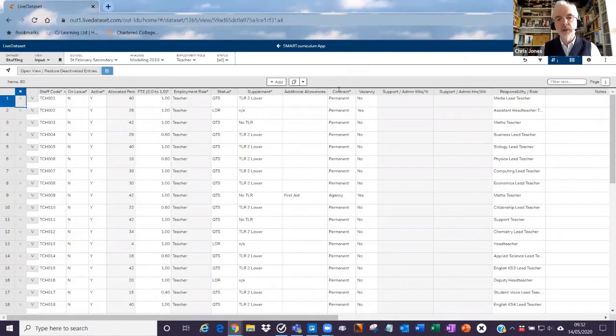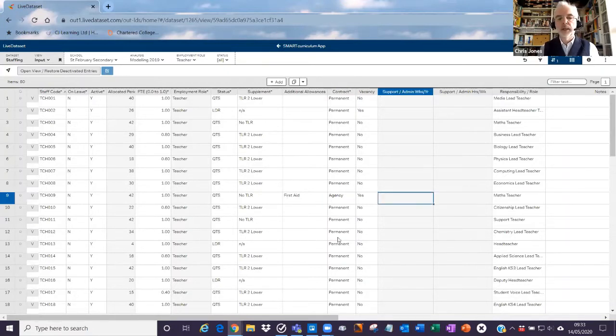So in the contract element, we have added the fact that you can now identify a member of staff as an agency member of staff. So you've got permanent, fixed term, agency and outsourced. Outsourced meaning that someone from another school, maybe within a group of schools or a trust, has been brought in to fulfill some activity because they're on someone else's budget as such.